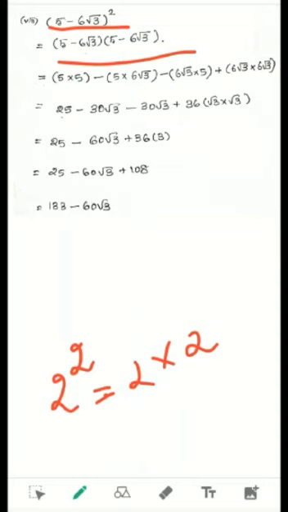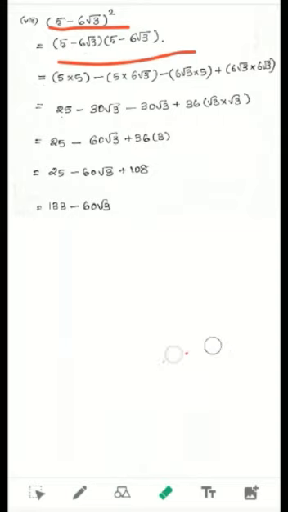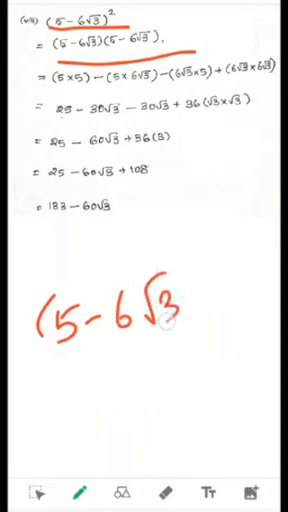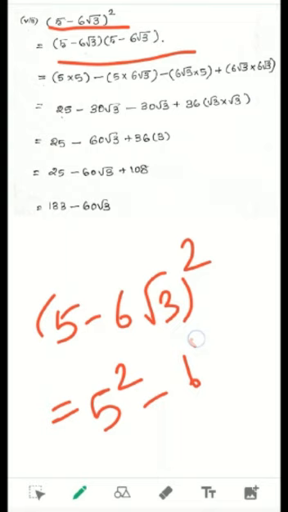And one more mistake that children make. Just remember these mistakes, you should not repeat them. The question is (5 minus 6√3) the whole square. Some children wrongly understand that we want to take the square for the first number as well as the second number. That is totally wrong. You should not write like this: 5 square minus (6√3) square. This is the wrong pattern. You should not do this. So please don't do that.